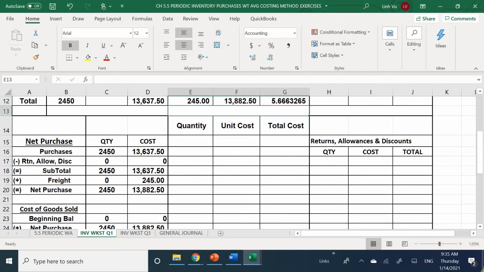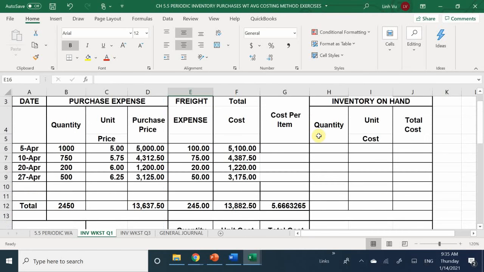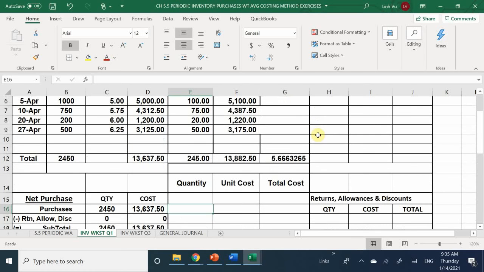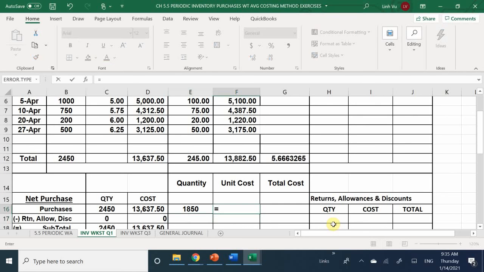Now that we have that number, all we have to do is calculate 1850 times the $5.663265. Now we need to calculate our grand total here. So we're going to take our 1850, and we're going to take this number here and multiply them across.